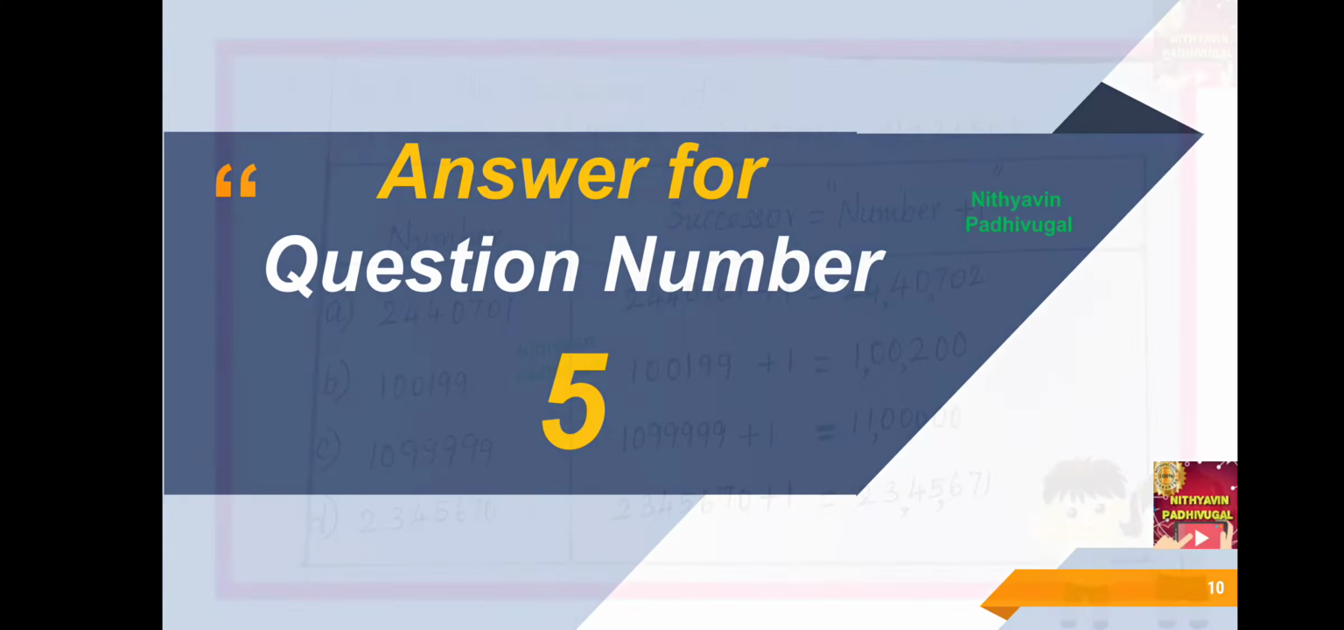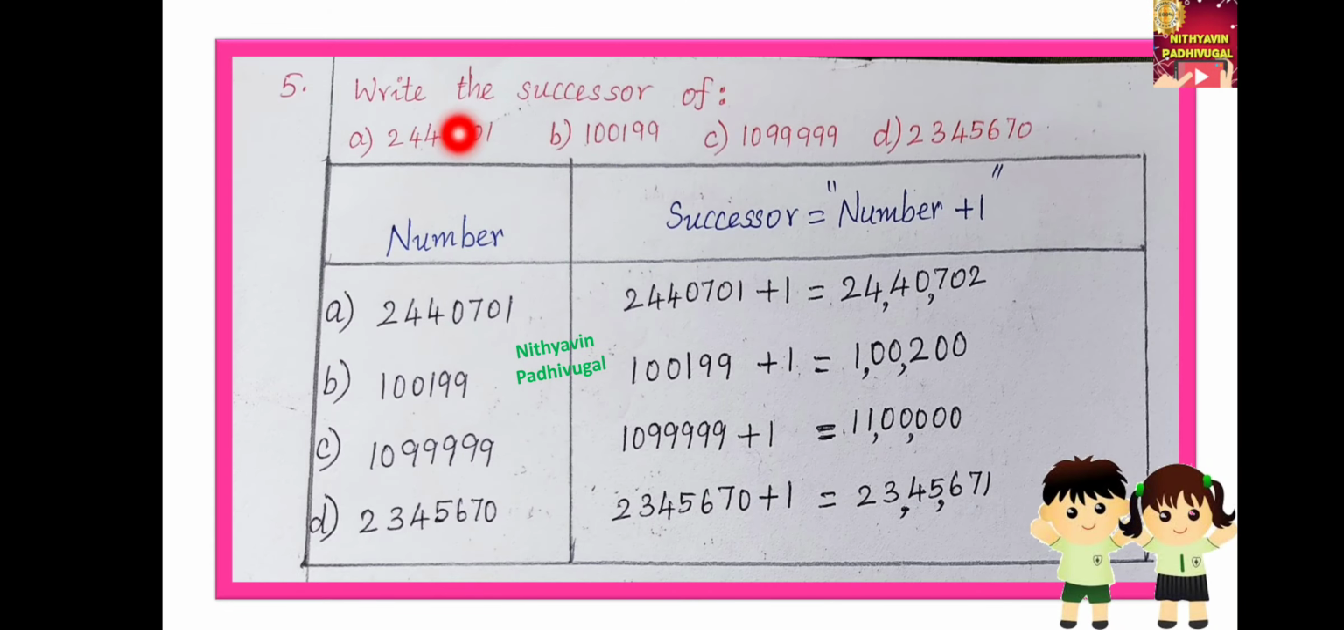Let us see problem number 5. Write the successor of the given numbers. The first one: successor means number plus 1. Whatever the number given here, just add 1. See, we have 24 lakh 40,000 and 701. This number plus 1 gives you 24 lakh 40,000 702.